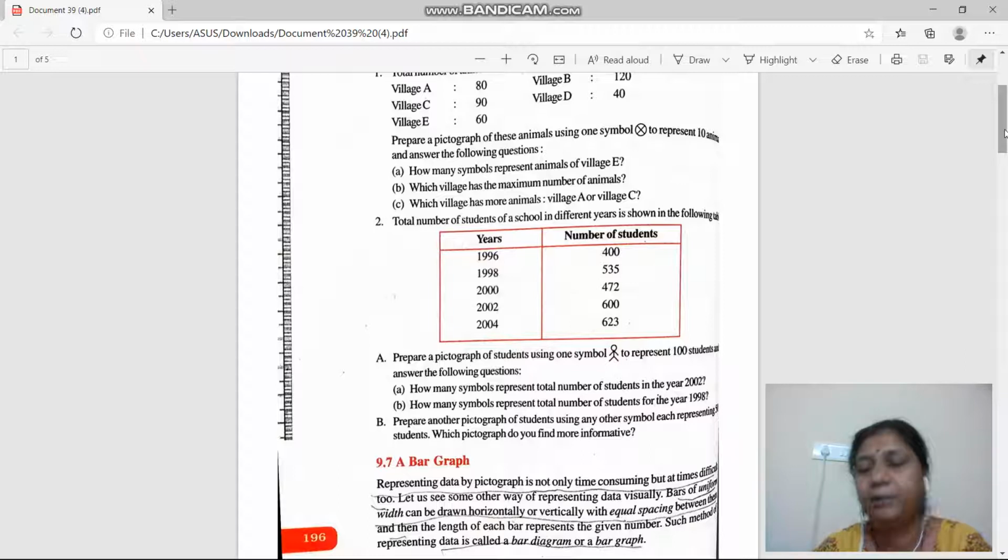Pictograph is time consuming and sometimes it is difficult too. So we take the help of bar graph. So bar graph should be of uniform width, and second thing, it should have equal spacing. Okay, it may be horizontal or vertical. Now the data representing with the help of bars is called the bar diagram or bar graph.